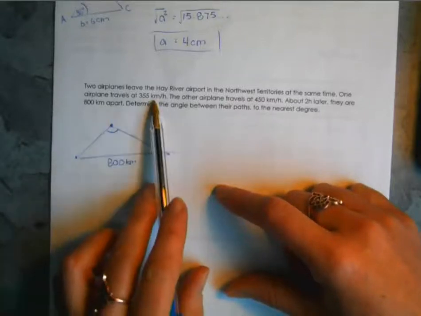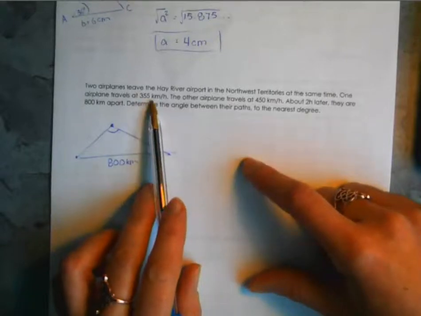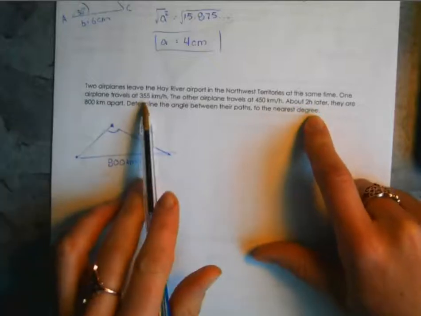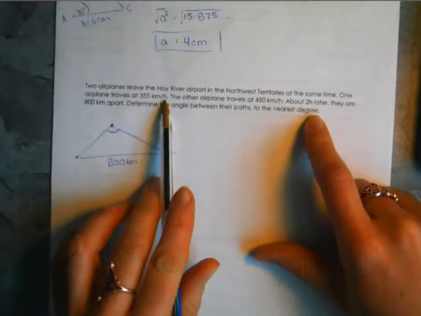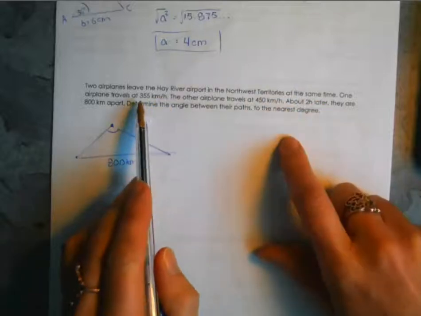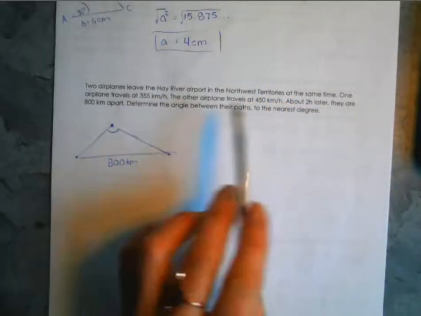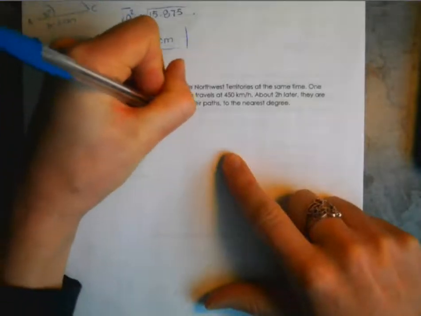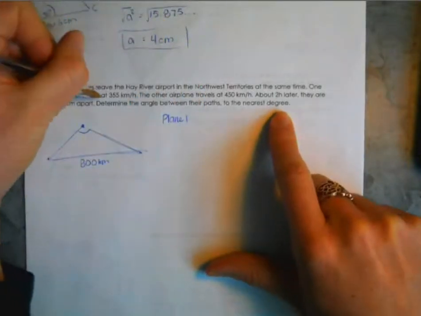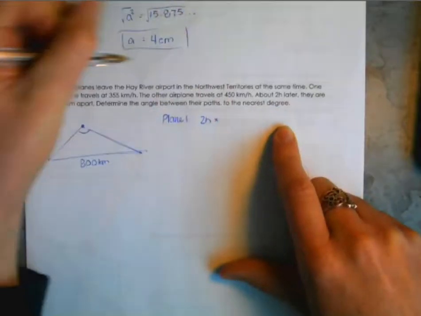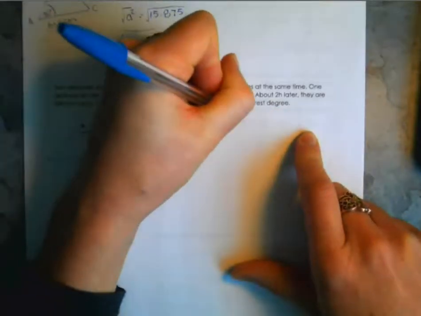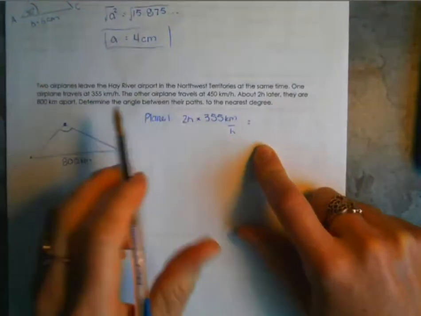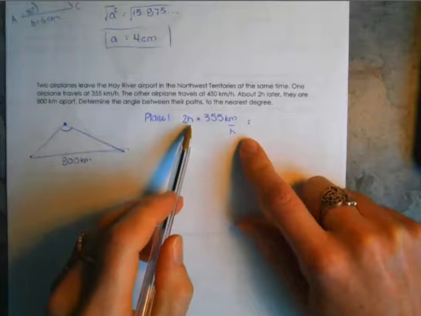And so the other thing that we now know is that for these sides, we do need to know distance. Can we figure out how far something has traveled if we know how fast it's traveling and how long it travels for? Well, yes, right? So if they travel 355 kilometers per hour, remember that means that in 1 hour, they travel 355 kilometers. So after 2 hours, let's do plane number 1, it is traveling for 2 hours times 355 kilometers per hour.